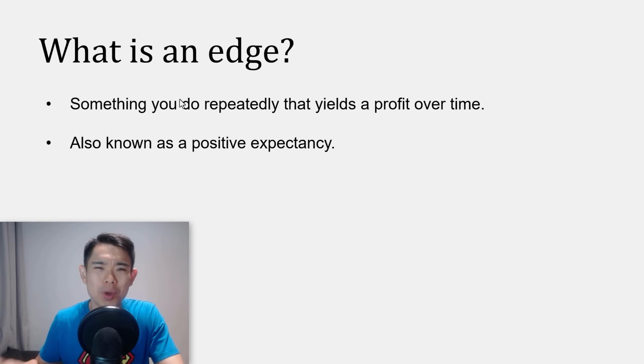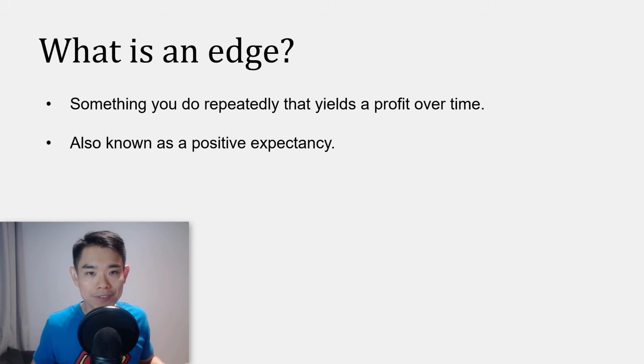First, you must have an edge in the markets, or rather, your trading system, your trading strategy must have an edge. You might be wondering, man, Rayner, what is an edge? An edge is something that you do repeatedly that yields a profit over time, otherwise also known as a positive expectancy. And by the way, if your edge is using 19 indicators on your chart, you don't have a strategy, you've got a Christmas tree, okay?